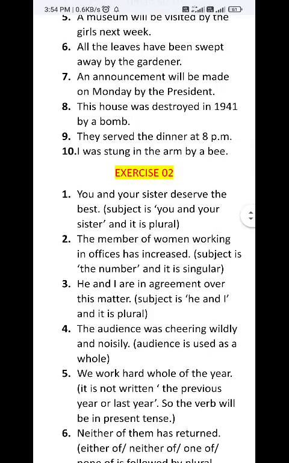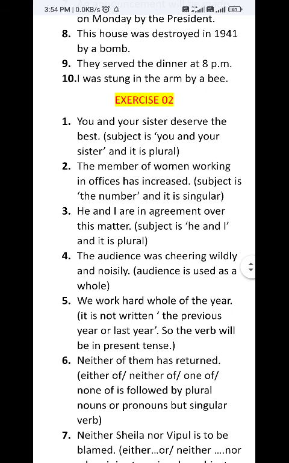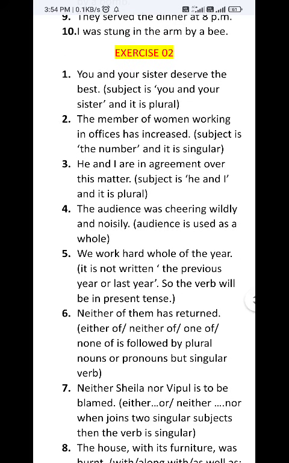Exercise 2 was there, that you have to write down the correct form of verb and check the subject verb agreement there. It is written that you and your sister, which is a plural, then deserve, it was given. The number of women walking in offices has increased because subject is the number, which is singular, verb will also be singular. He and I, plural, it is are, that's why I have written are. The audience is mentioned as a whole, which means it is past form, and singular will be there, was. My walk, we walked hard the whole of the year. It was not written the previous year, so I made the verb present tense, we walk.